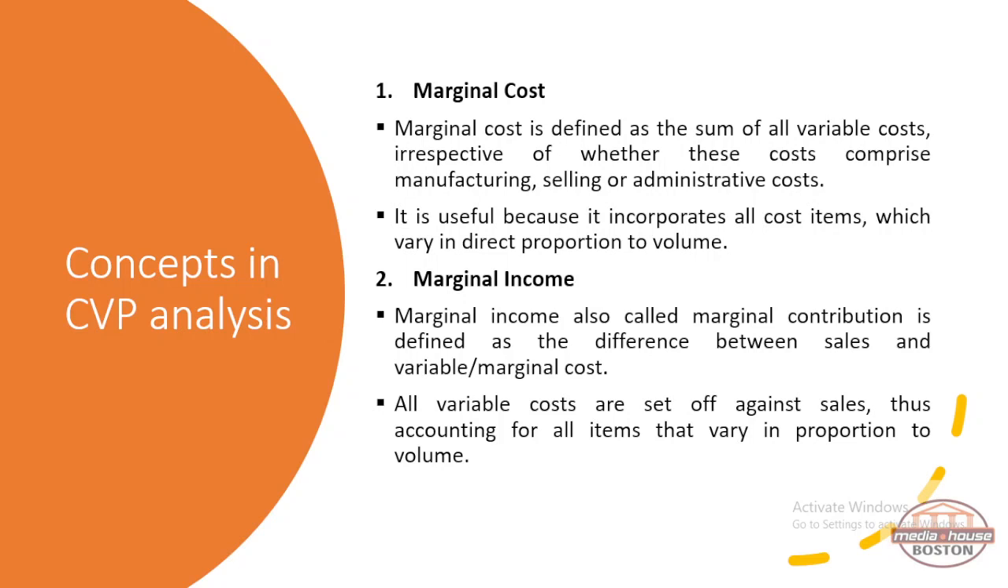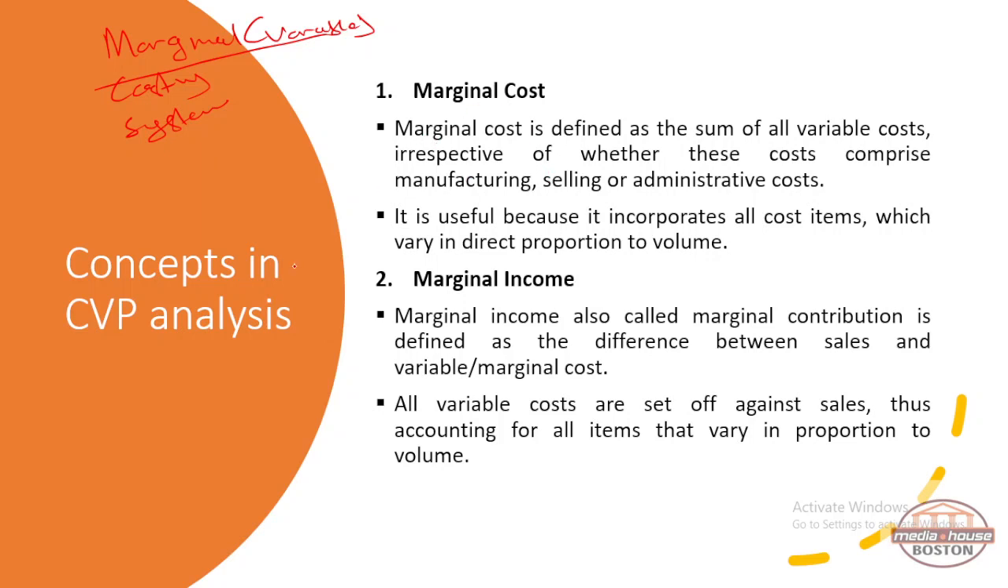So the concept of CVP analysis uses the following terminology. As I indicated, the type of system that we are using is called the marginal costing system. This is also known as the variable costing system. If you search variable costing system or marginal costing system on Google, it will give you the same concept that we are covering here.